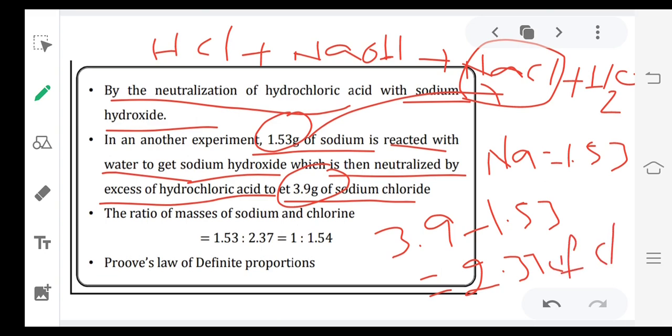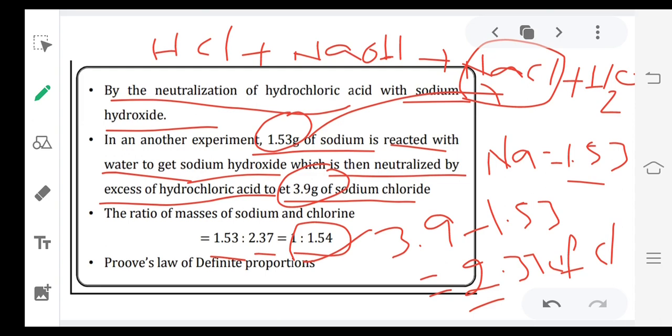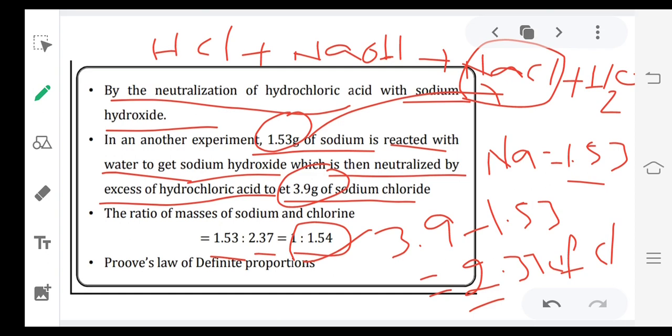Now you have to take the mass ratio of sodium and chlorine. So 1.53 is to 2.37. How much did we get? 1 is to 1.54. So in the earlier sample, the sodium to chlorine mass ratio is 1 is to 1.54. In this sample also it is 1 is to 1.54. But both samples were obtained from different sources. The first one is from direct combination of sodium and chlorine. The second one is from neutralization of HCl and NaOH. So from these experiments, it is clear that a given compound always contains the same elements in a fixed mass ratio.